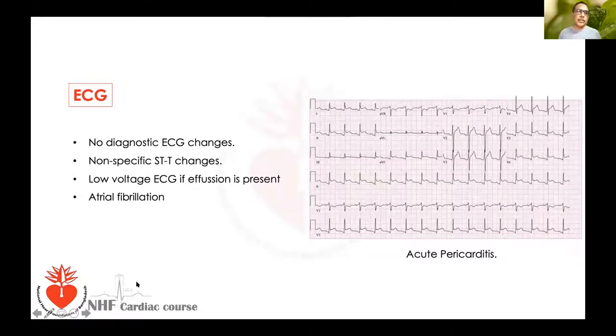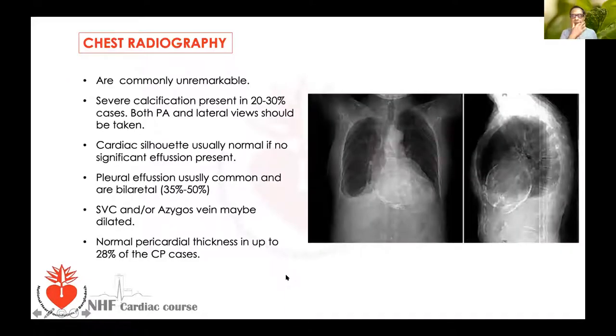ECG, there is no diagnostic ECG change. Non-specific ST segment changes may be there. Low voltage ECG if effusion is present, and atrial fibrillation are quite common. This is actually an ECG of acute pericarditis. Chest radiograph actually is unremarkable. Only in 20 to 30% of cases there is severe calcification. So both PA and lateral views should be taken. You can see here the calcification around the heart, but it's only present in 20 to 30% of cases.